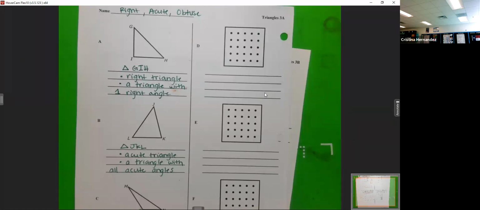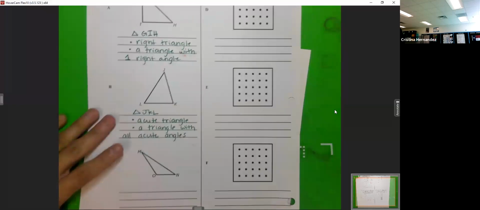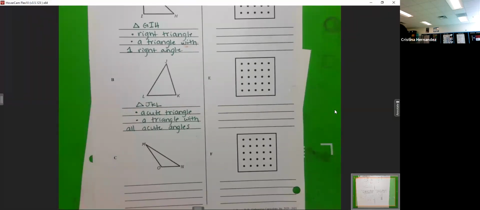AJ, it looks like you're coloring that triangle, not writing down. Leave your video on. Come on, because then I'm going to move on and you're going to be yelling, I'm not done yet. You can color them when we get done.